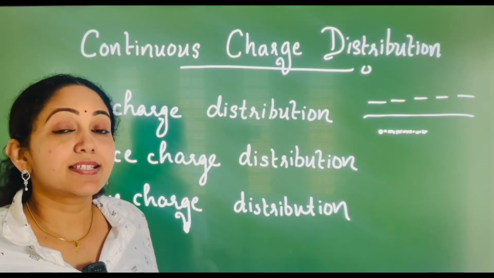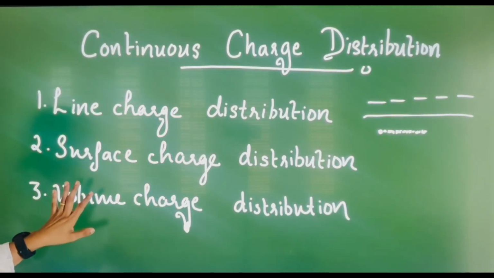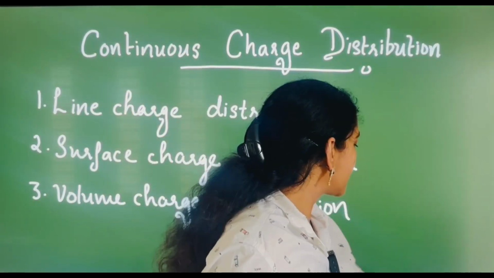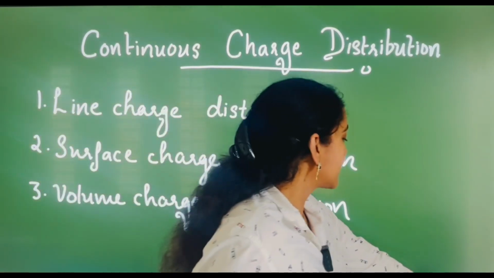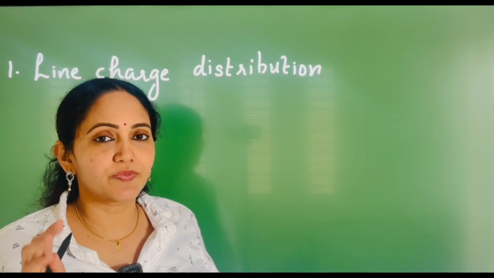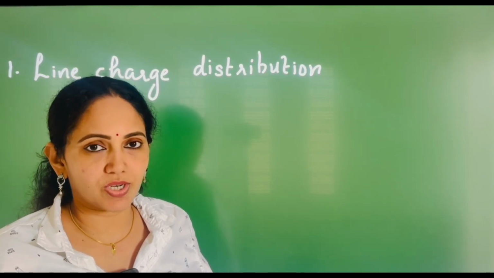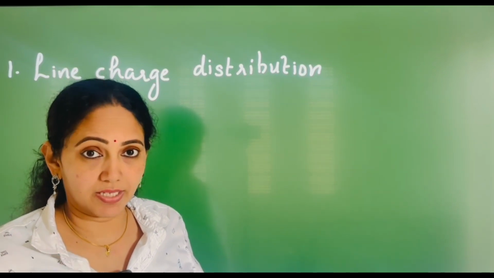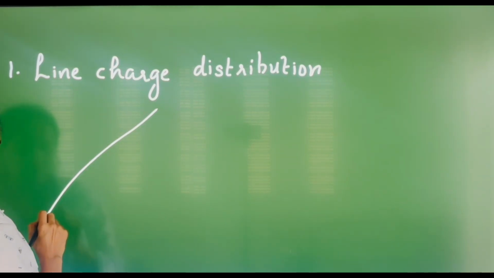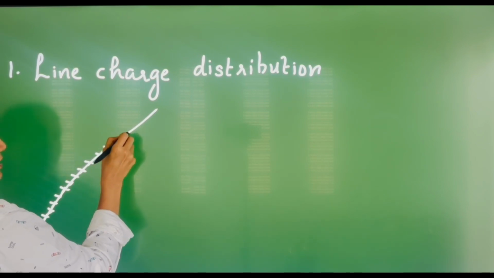Okay, and continuous charge distributions are mainly of three types: line charge distribution, surface charge distribution, and volume charge distribution. So let us look at each of them. First, we are going to discuss line charge distribution. It is the distribution of charge over a line or on a curve. That is, this is a line and the charges are distributed over this line. Then it is called a line charge distribution.